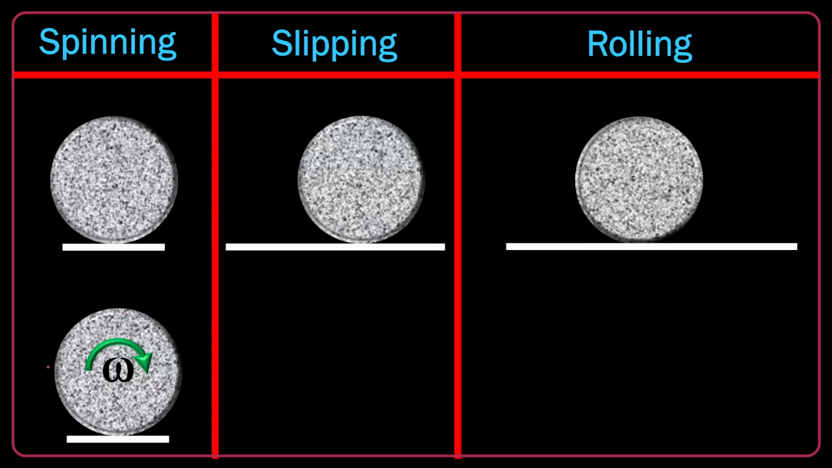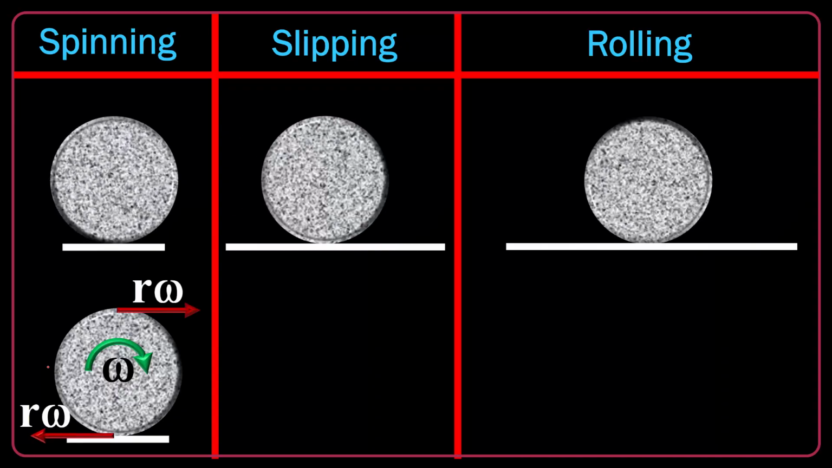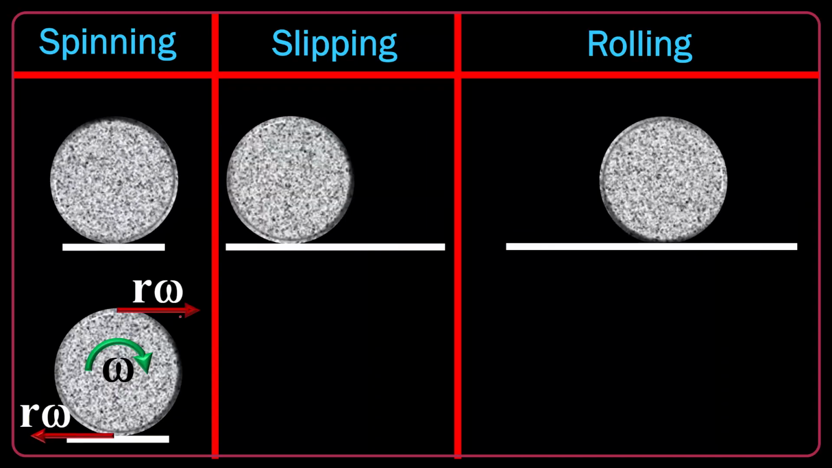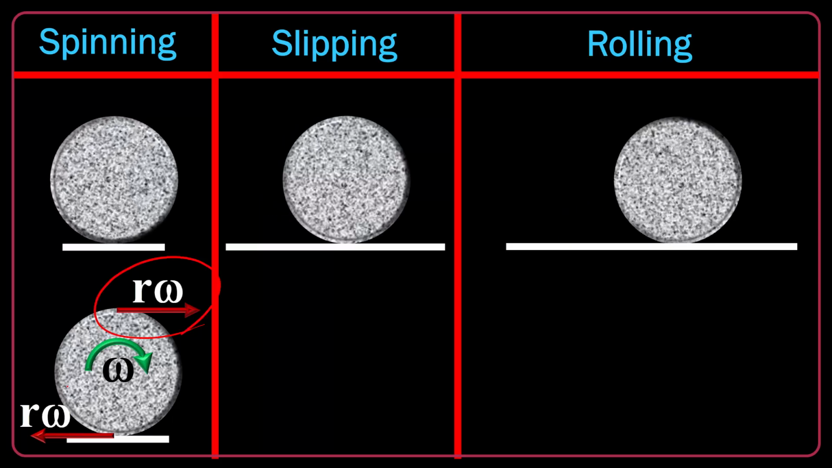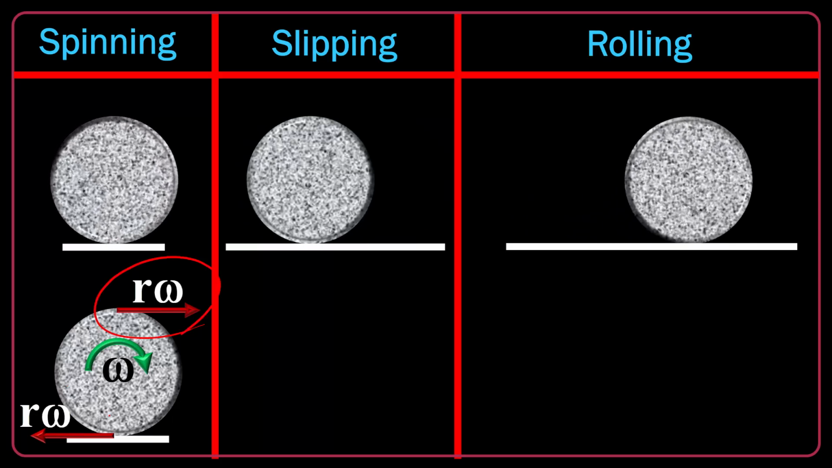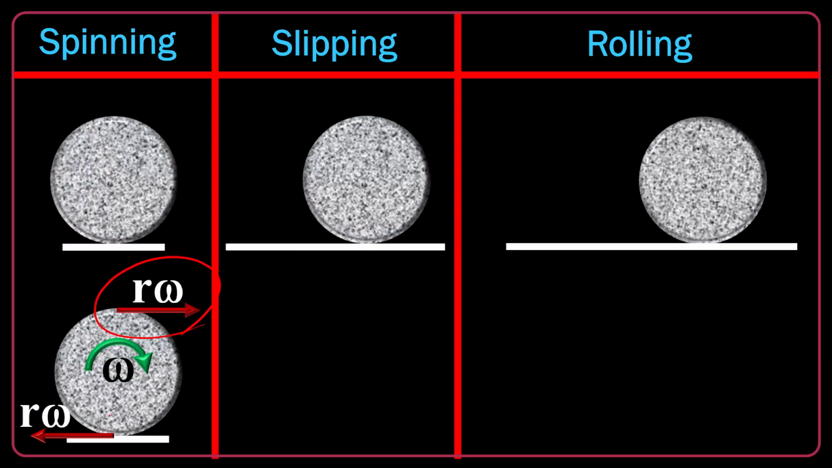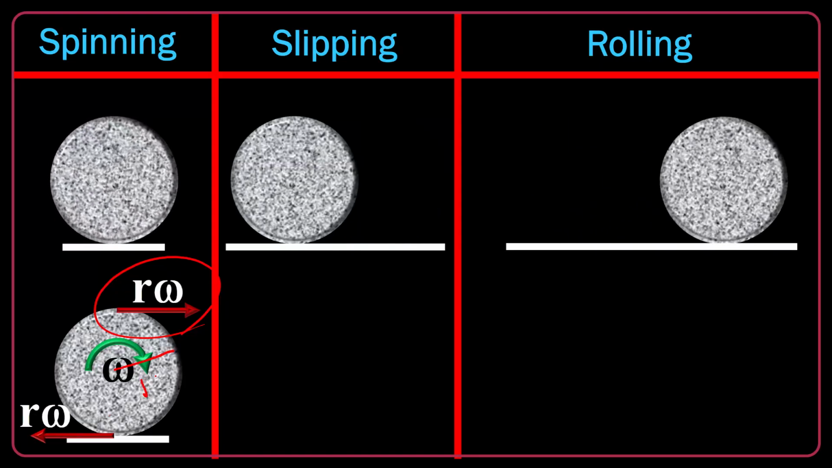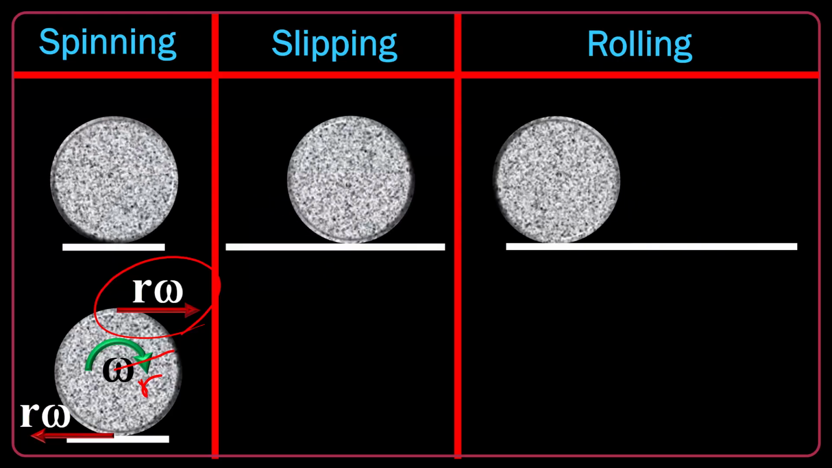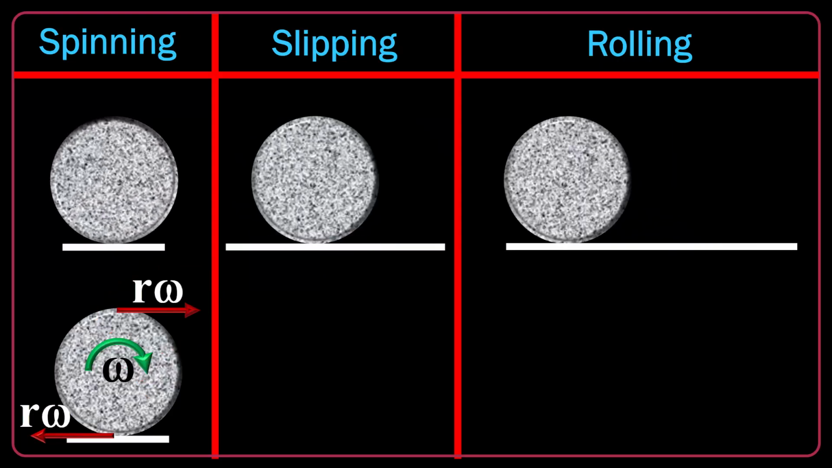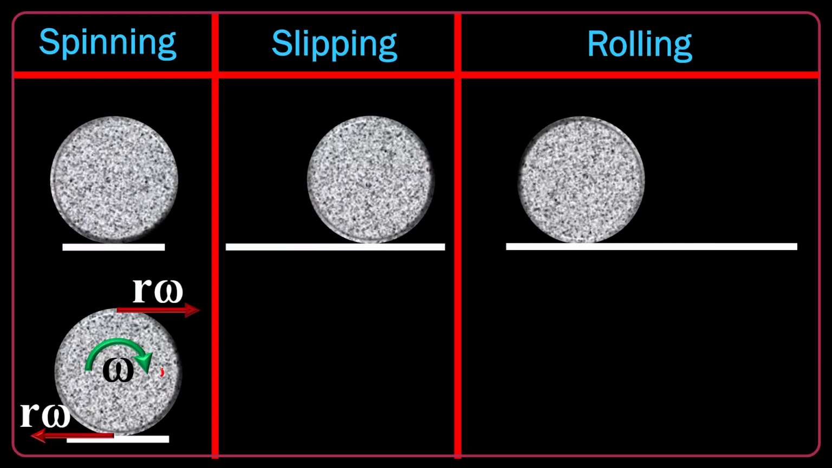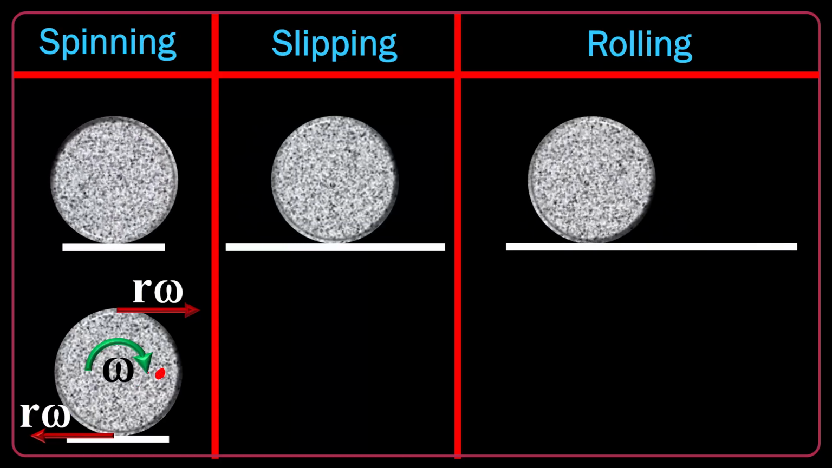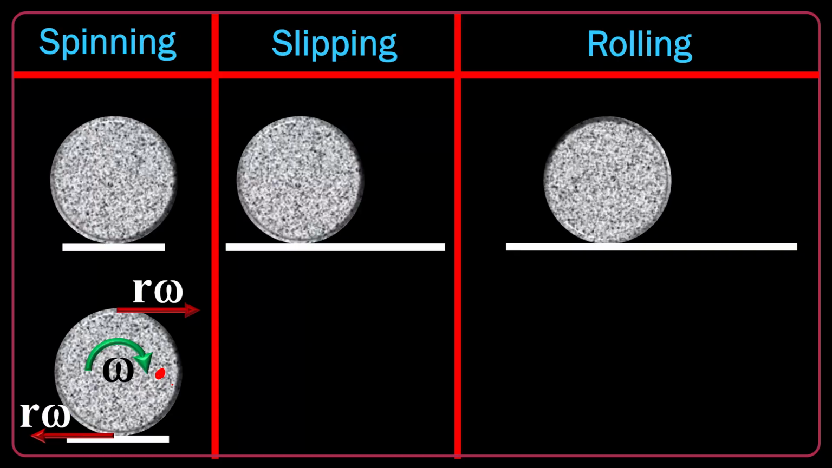Let's consider the topmost and the bottommost points. The topmost will have a velocity of r omega rightward, the bottom point leftward. Equal but opposite. Here r is the radius of this spinning object. But it also could include other points like this, not necessarily on the circumference. Anyway, they have their own velocity.